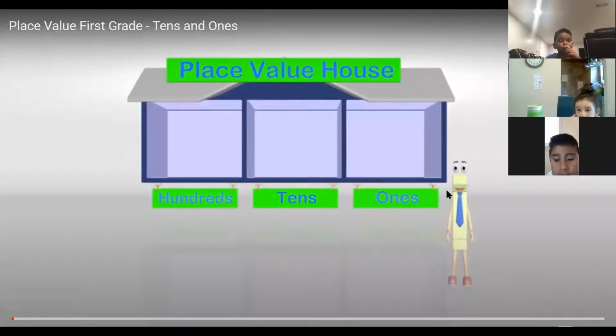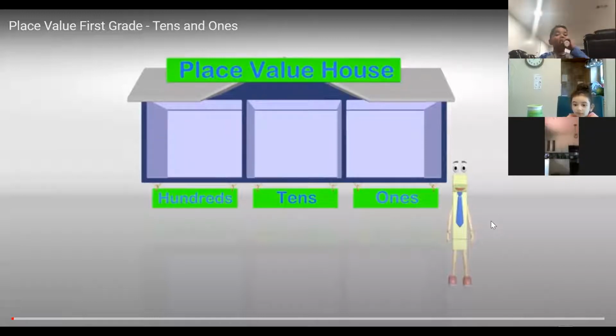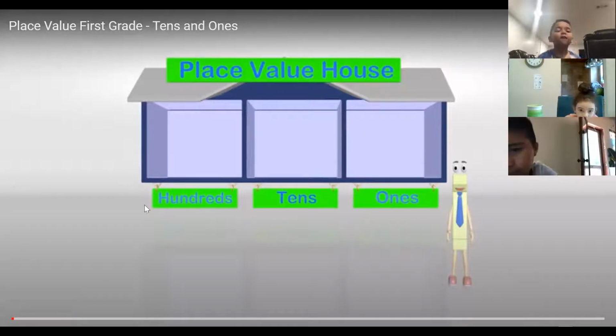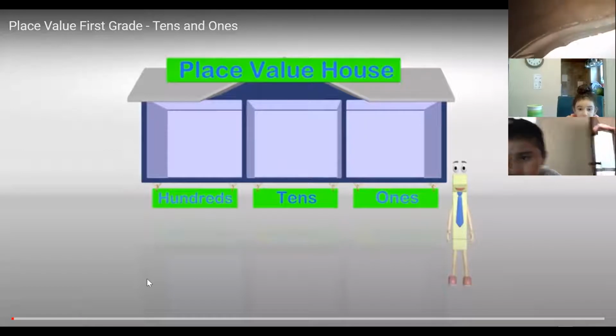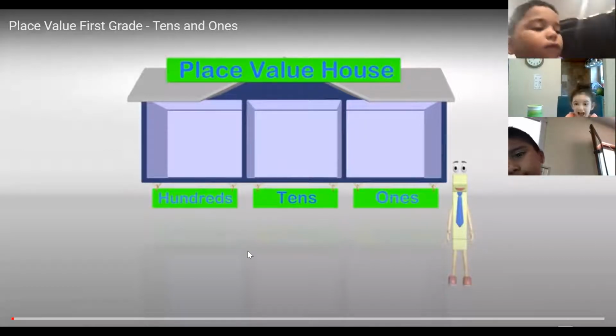Hi, Giovanni. So we're working with tens and ones again. So here we have our place value house. So this has our tens, our ones, but it also has the hundreds, which you're not going to worry about until first grade. So we're just going to do tens and ones. Can everyone see? All righty.